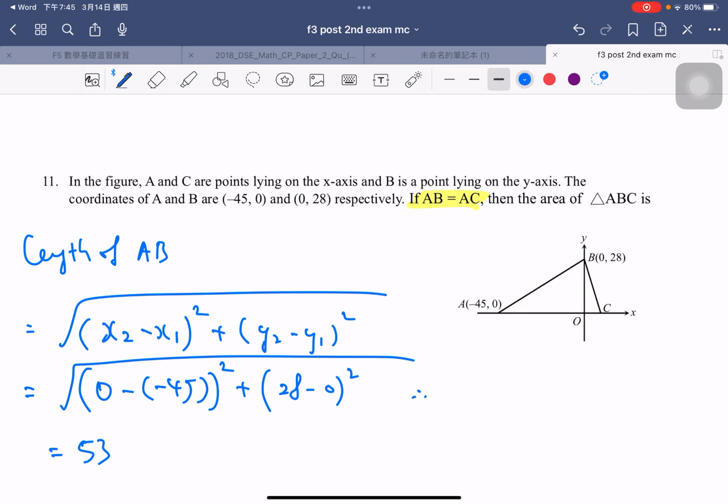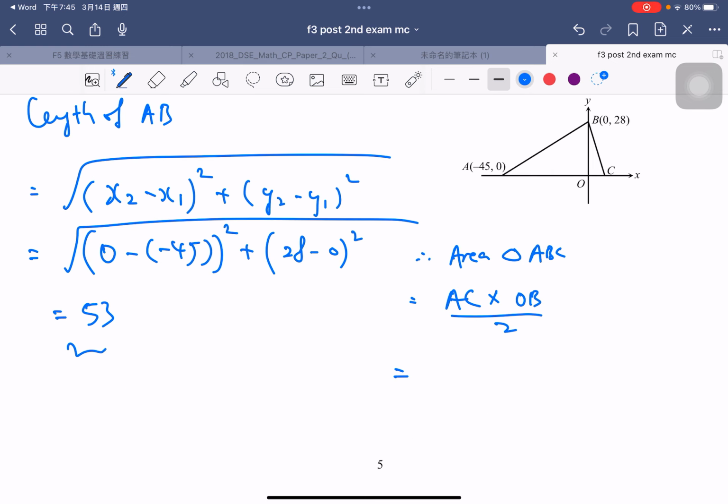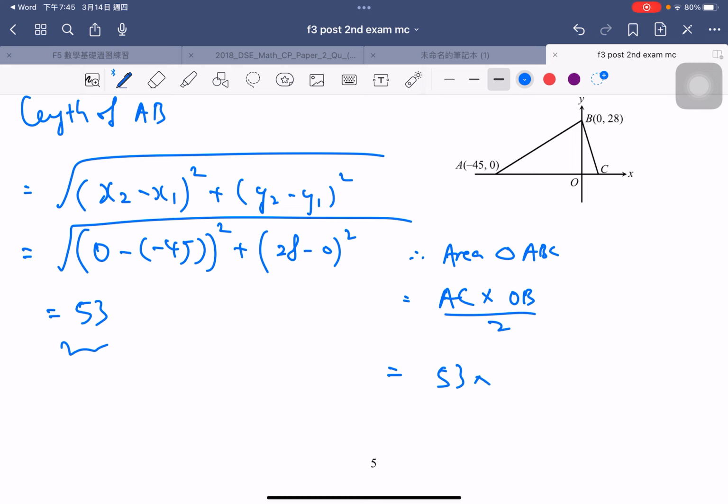So now we can say the area of the triangle is equal to the AC length times the OB length divided by 2. AC, they told you, is equal to 53. And then we times OB, which is the height, 28, because from the origin, walking up to the point B, passing through 28 units, so we times 28, and then we divide by 2. Use the calculator, and you get the answer, which is 342.